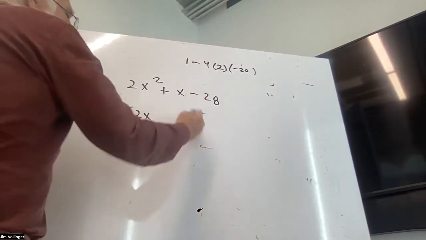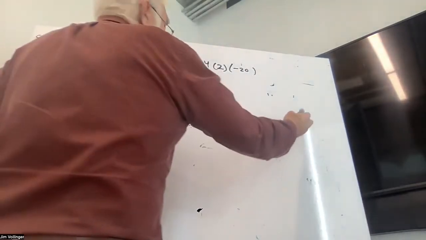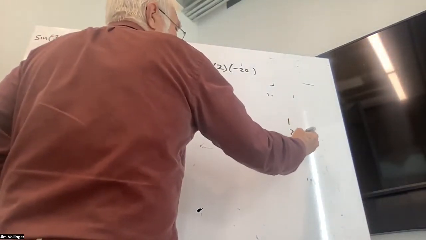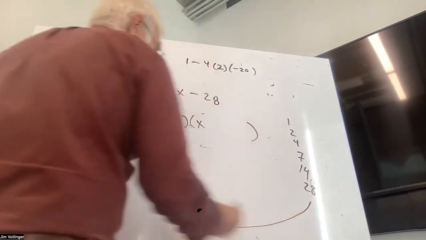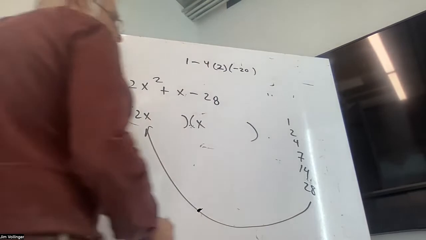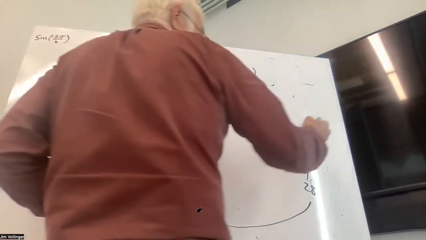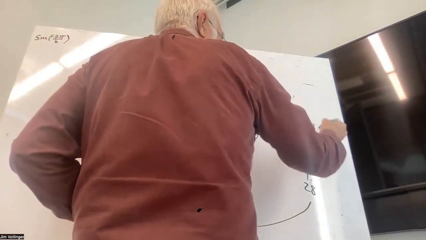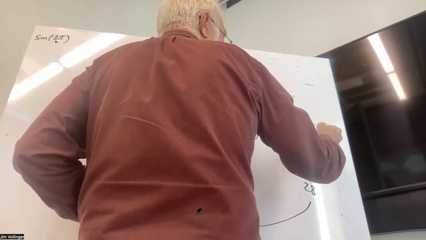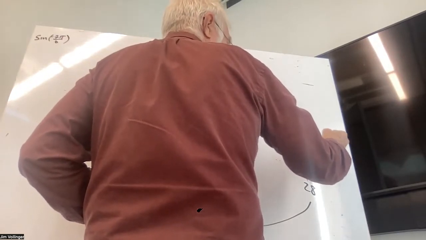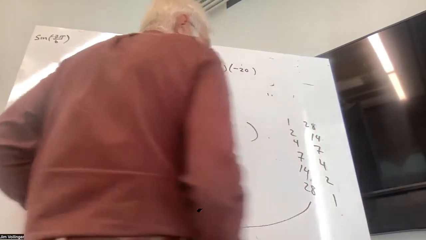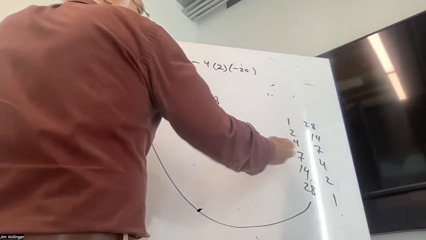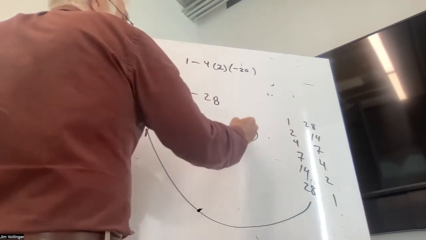So 2x times x, start the same way. Factors of 28: 1, 2, 4, 7, 14, 28. Those get doubled, and then after they're doubled, I want them to be one away from their counterparts. What we got? 14, 7, 4, 2, 1. So 7 2s and 14. It's probably this one.